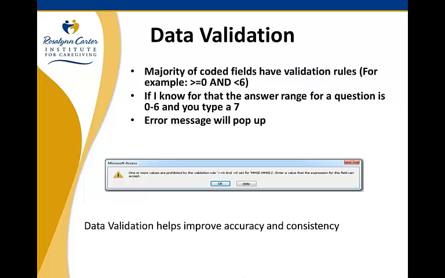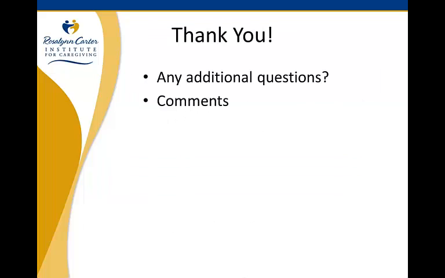One thing you'll notice is data validation has been implemented within your database. That means the majority of coded fields have validation rules, for example, greater than or equal to 0 and less than 6. If I know the answer range for a question is 0 to 6 and you type 7, an error message will pop up as you see on your screen. Data validation helps improve accuracy and consistency.